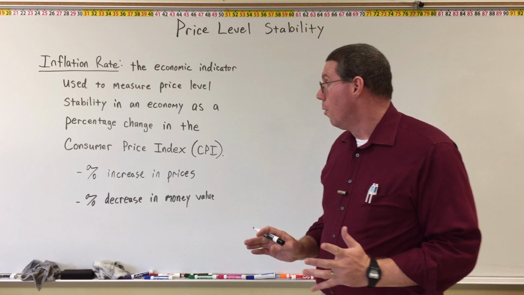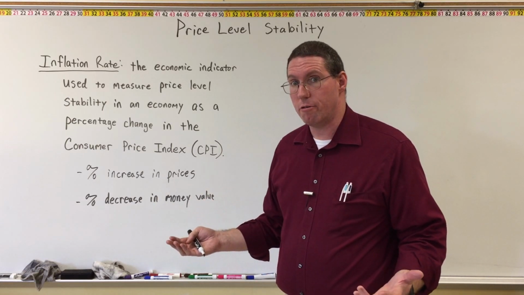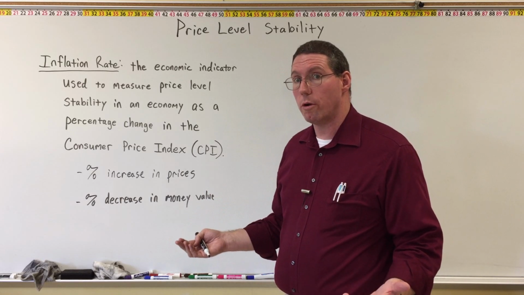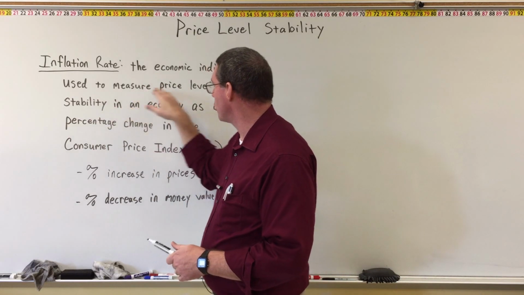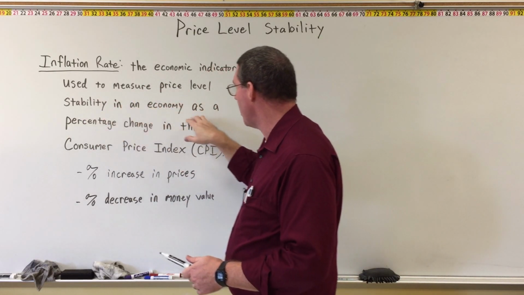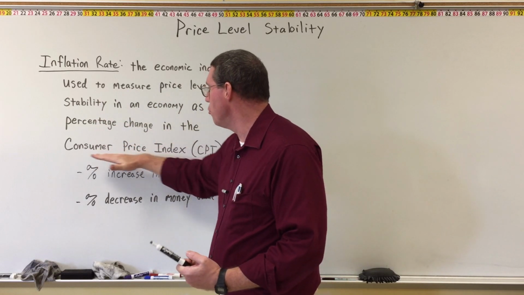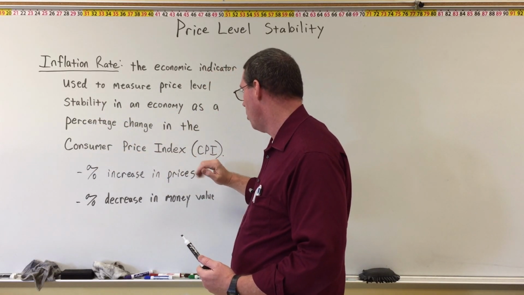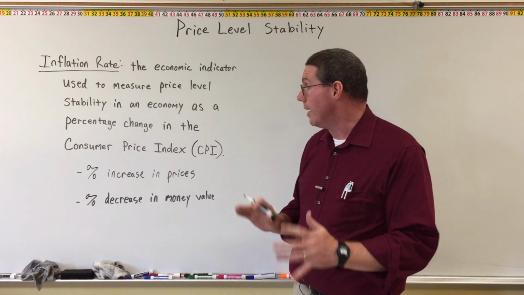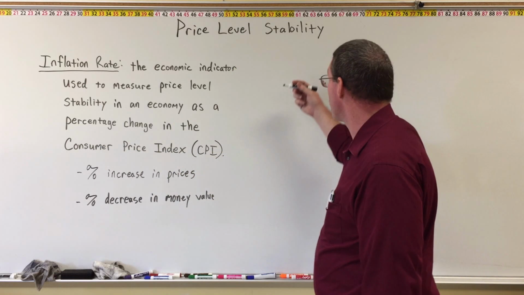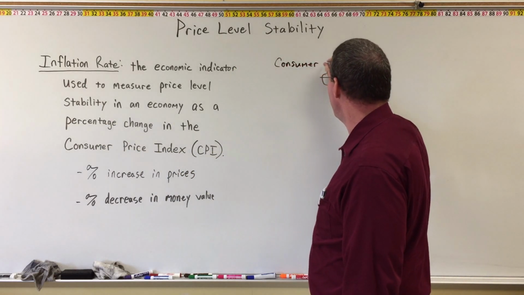So now, there's something in this definition that might be a little perplexing to you. You might think to yourself, well, what in the world is that? Note, the inflation rate is the economic indicator used to measure price level stability in an economy as a percentage change in what? In the Consumer Price Index, or we call it the CPI. Now, what I need to do is define the Consumer Price Index. What is the Consumer Price Index?